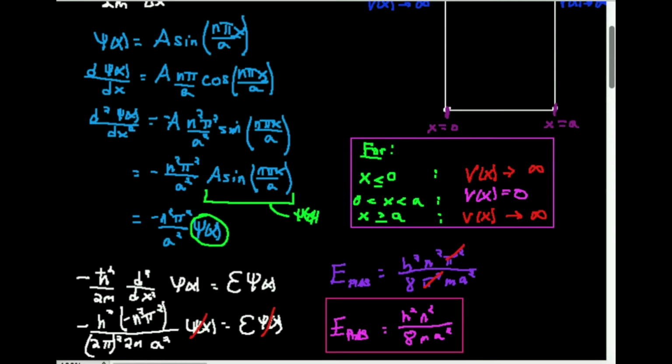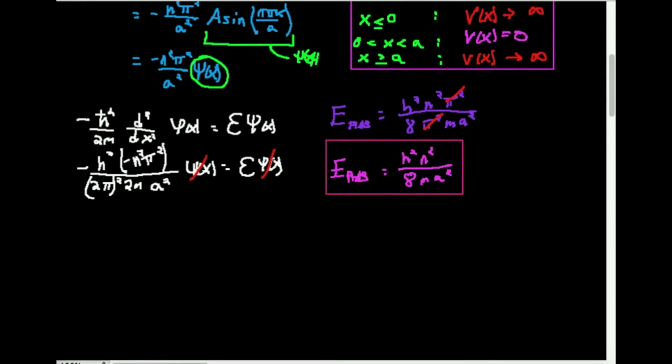So now what I'm going to do is take the second derivative of psi with respect to x, what I just found, and plug that in here, multiplied by negative h bar squared over 2m. That has to equal the eigenvalue times psi of x. So I'm going to keep this negative. Remember, h bar is h over 2 pi, right?